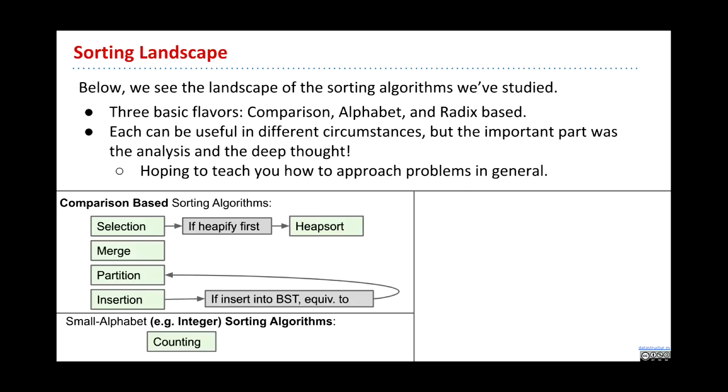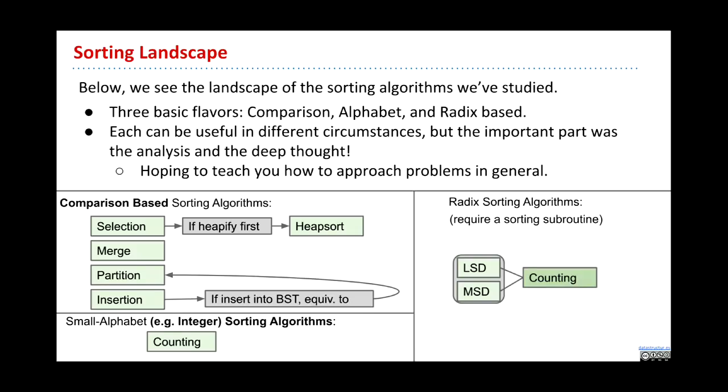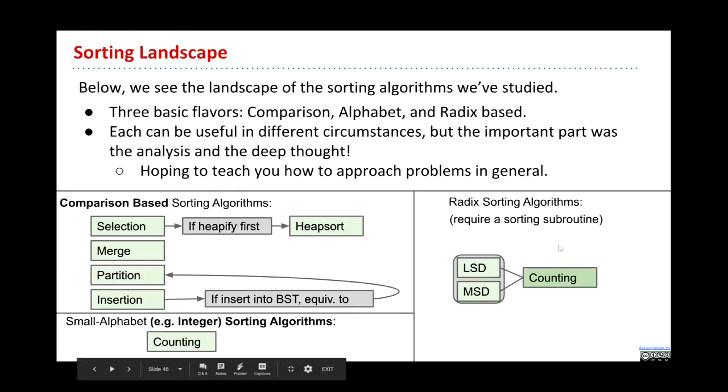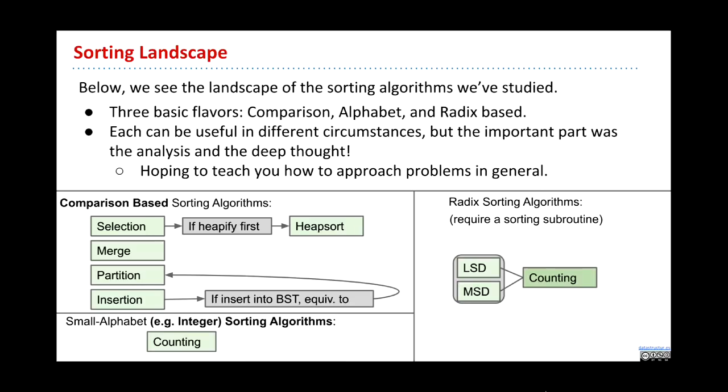We also had our integer or alphabet-based sorting algorithms. This is where we count the number of hearts, spades, diamonds, etc. And we also saw our radix sorting algorithms, which are able to sort strings of digits from an alphabet. And those require a sorting routine. So when we use LSD or MSD sort, we can use counting sort on each digit.